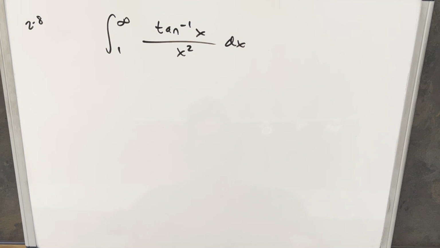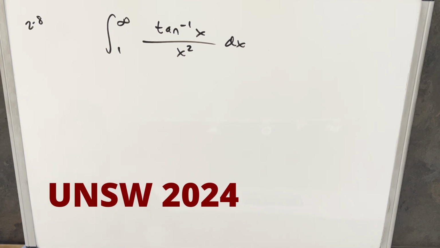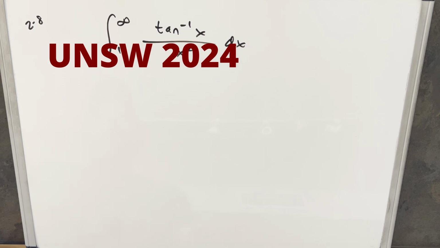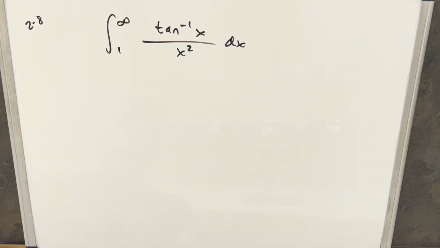Okay, we have here an interesting integral today from the UNSW Integration Bee 2024, round 2, problem 8. We have the integral from 1 to infinity of arctan of x over x squared dx. I think I may have done this problem before, but I'm not really sure.